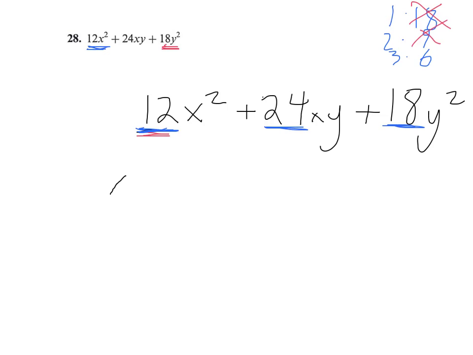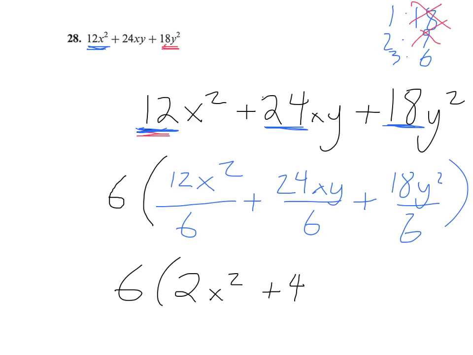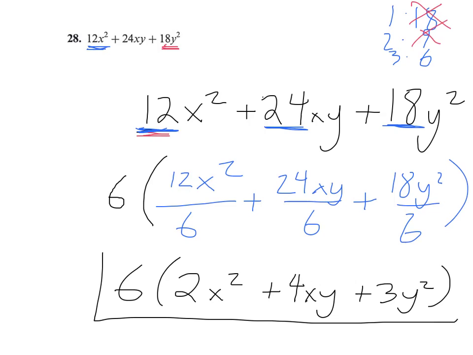Okay, so this is going to become 6 times, and this is going to be 12x squared over 6, plus 24xy over 6, plus 18y squared over 6. And so once we divide all of these by 6, we get 6 times, and this is 2x squared, plus 4xy, plus 3y squared. And you can tell now by looking, 2, 3, and 4 have nothing in common. So we have pulled out absolutely everything that we can, and here is our answer.